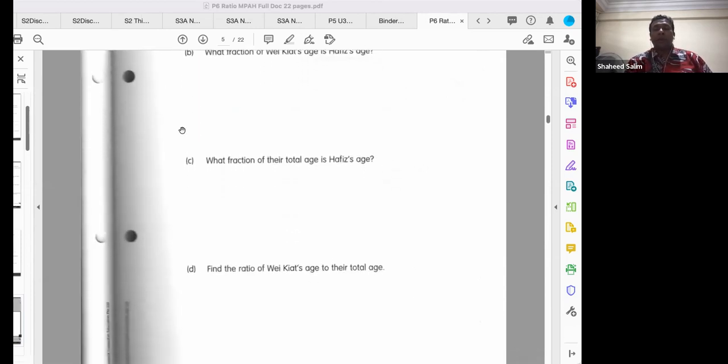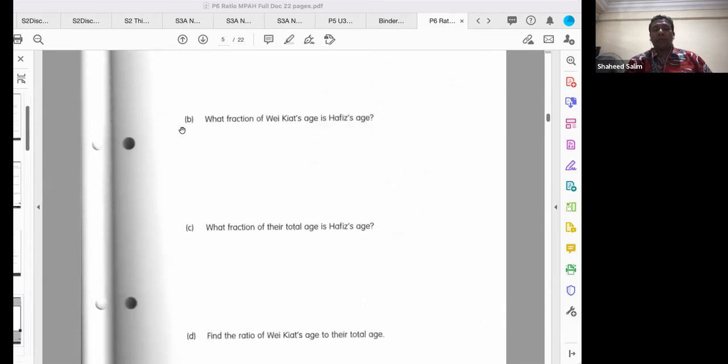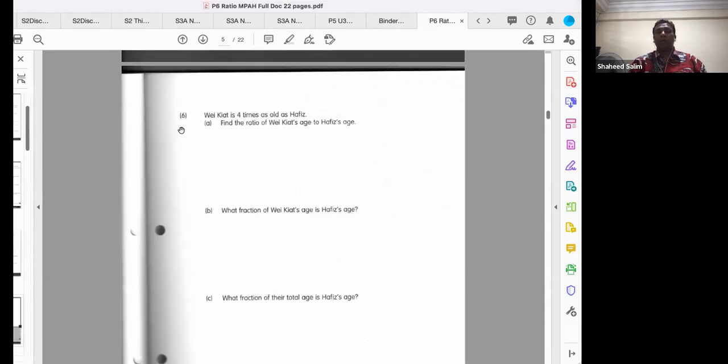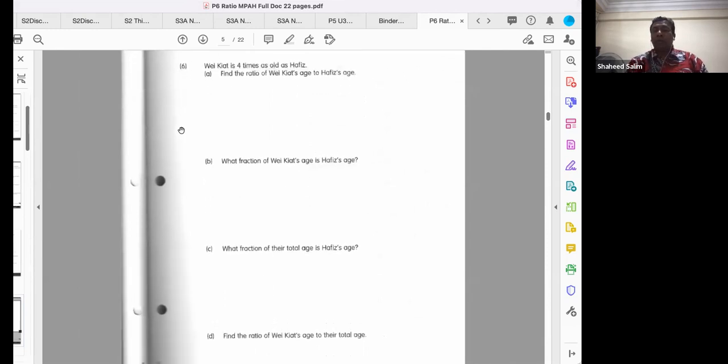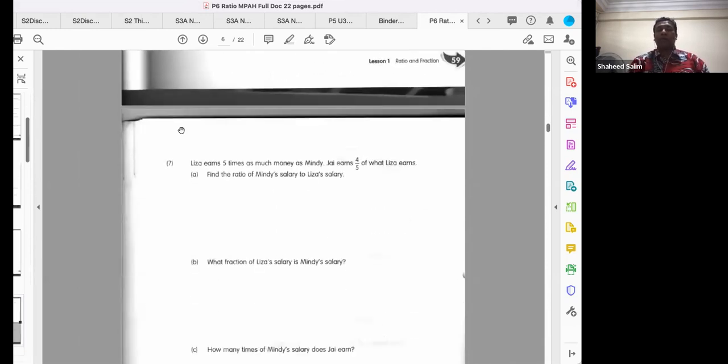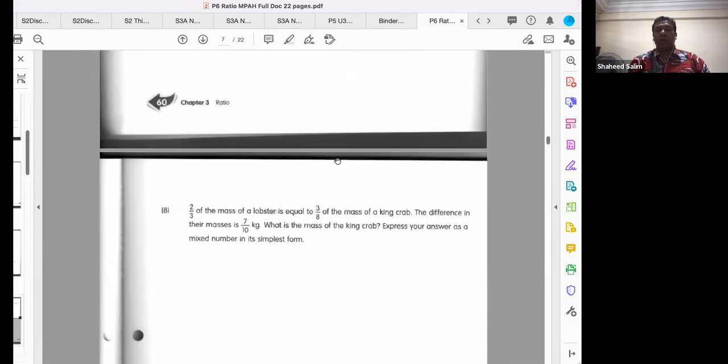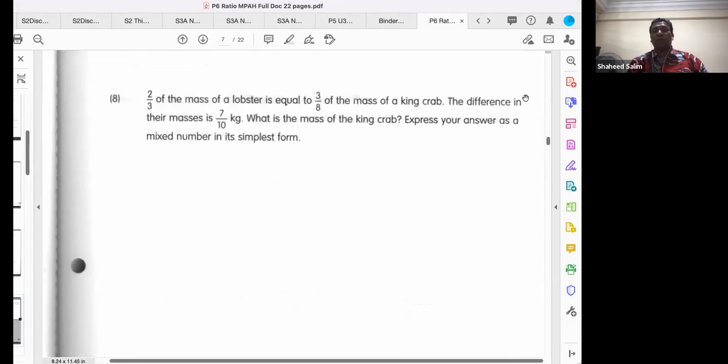What's the ratio of Wicket's age to the total age? Wicket's age to total age. Remember now, Wicket, how many units? Wicket is 4, total is 5, so 4 over 5. Maybe it's too easy for you. Okay, we go straight to a little bit more challenging one.